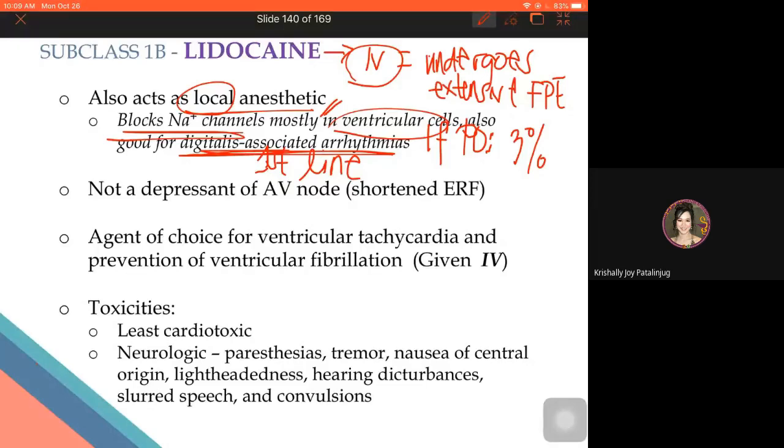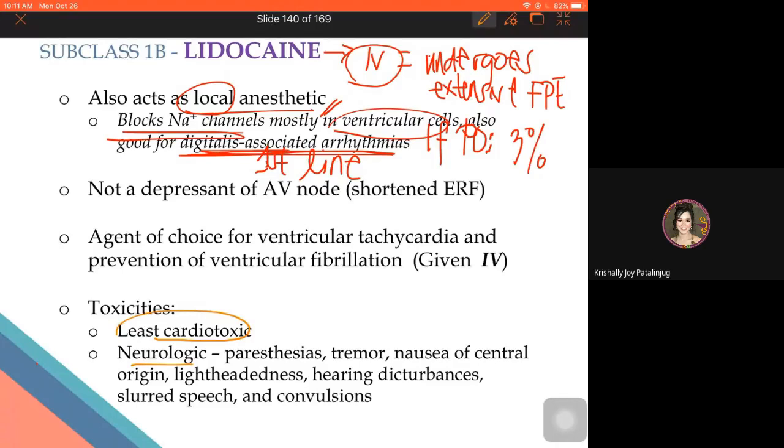Now for the toxicities amongst the local anesthetics, ang lidocaine is the least cardiotoxic. As a local anesthetic ha, least cardiotoxic siya. But it does not mean na perfect drug siya. Of course, may mga adverse effects siya owing to its sodium channel blocking effect. Particularly, yung mga neurologic toxicities ng lidocaine.